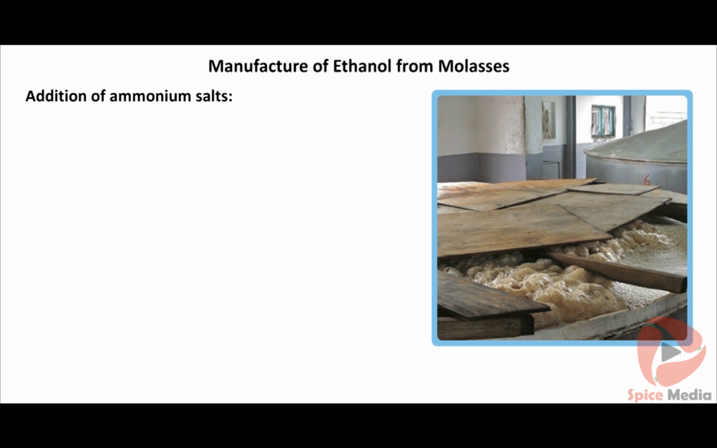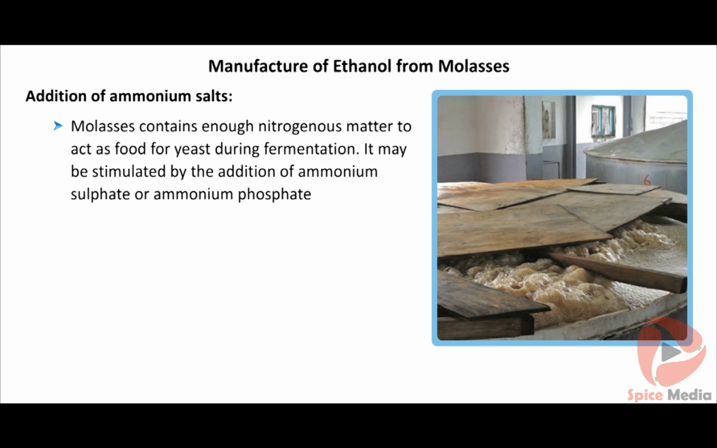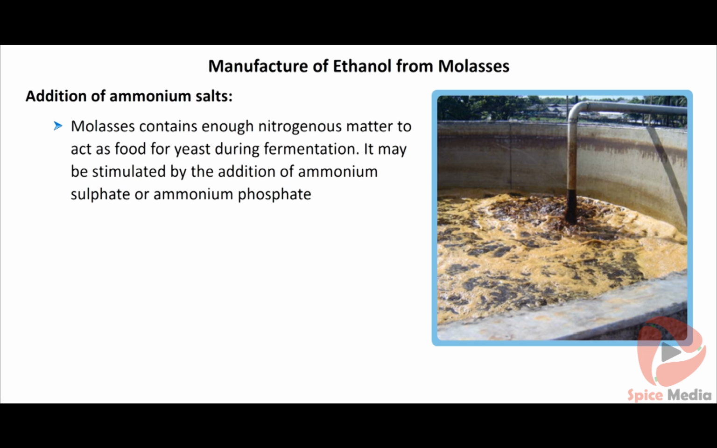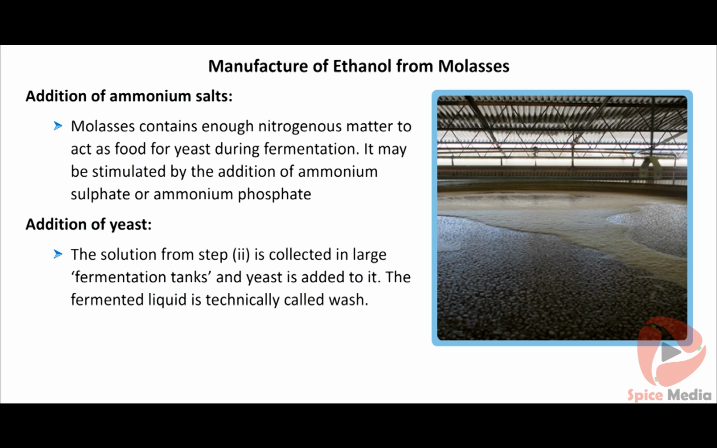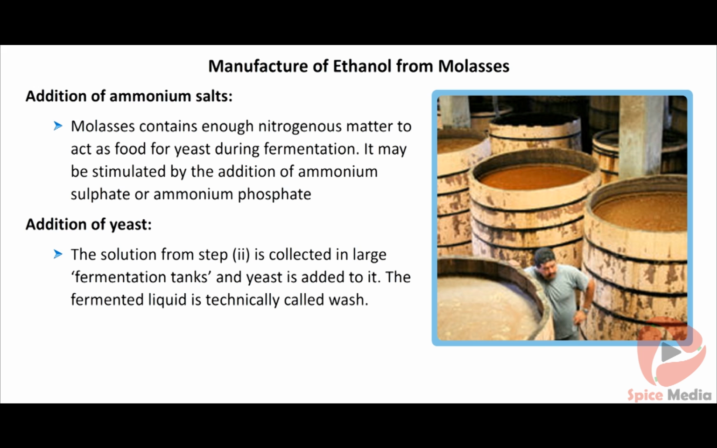Addition of ammonium salts. Molasses usually contains enough nitrogenous matter to act as food for yeast during fermentation. If the nitrogen content of the molasses is poor, it may be stimulated by the addition of ammonium sulfate or ammonium phosphate. The solution from step 2 is collected in large fermentation tanks and yeast is added to it. The mixture is kept at about 303 K for a few days. During this period, the enzymes invertase and zymase present in yeast bring about the conversion of sucrose into ethanol.